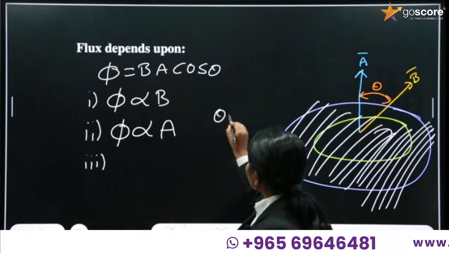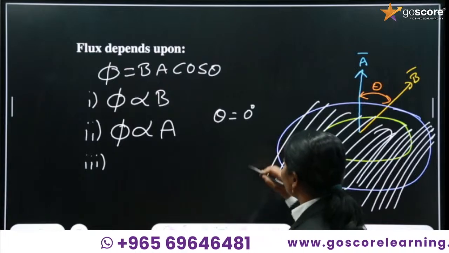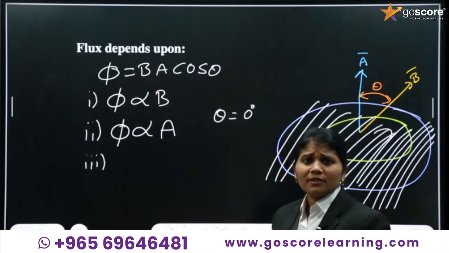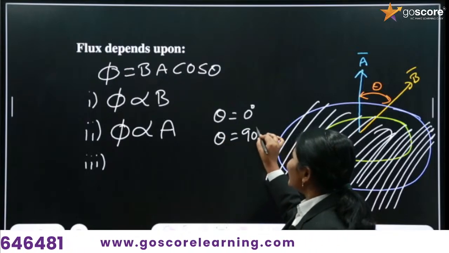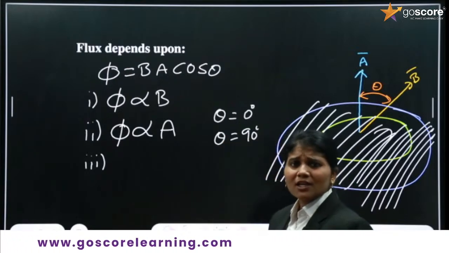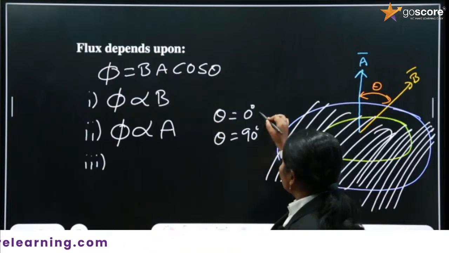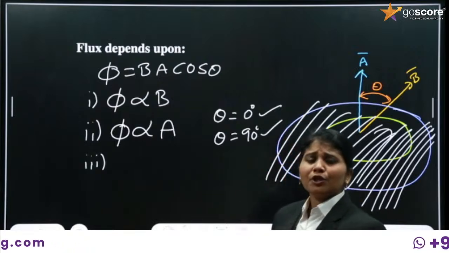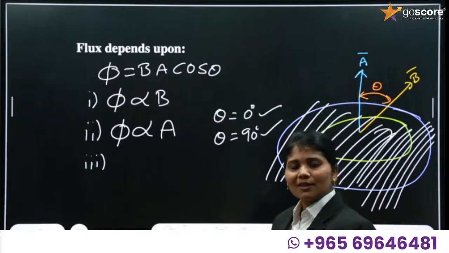Already we observe, theta is equal to 0 degrees, we are getting the maximum flux. Theta is equal to 90 degrees, what is happening? Cos 90 is 0, then flux is also 0. It means flux is depending upon the orientation, the angle.